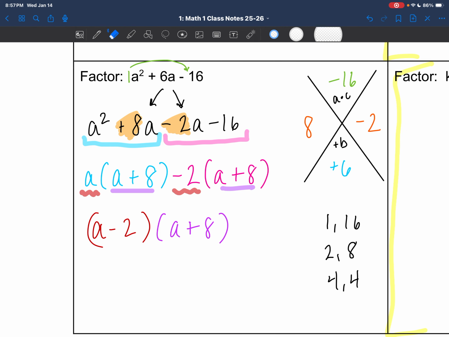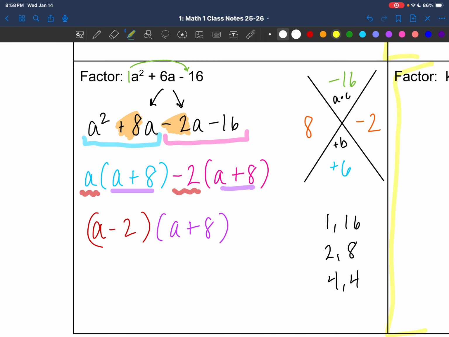All right, so in this case, when you're doing this, it didn't have an a value here, so a is actually 1. B is 6, and then C is -16. So we want to figure out what multiplies, which would be a times -16, but it needs to add to be +6. So again, I wrote out, so we need something with the difference of 6. Nope, that doesn't work. That, okay, that works, and then that does not work.